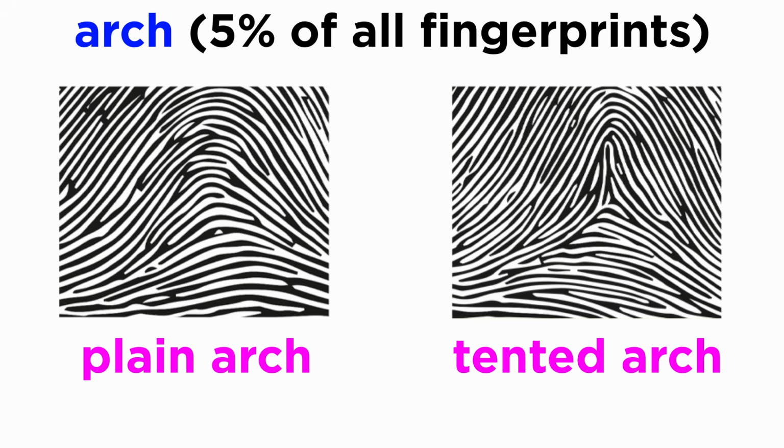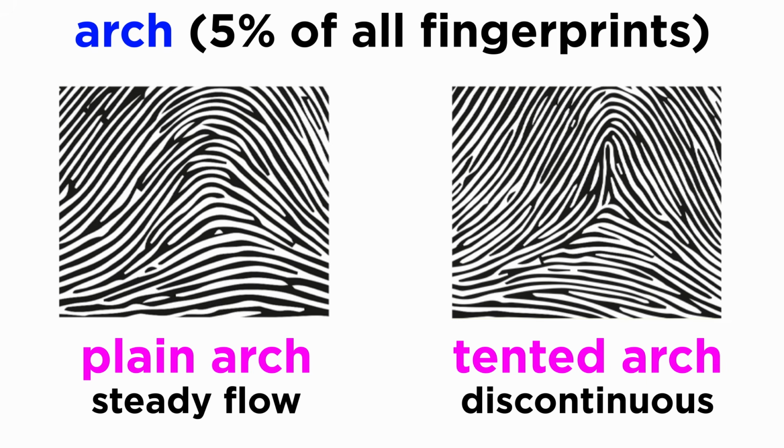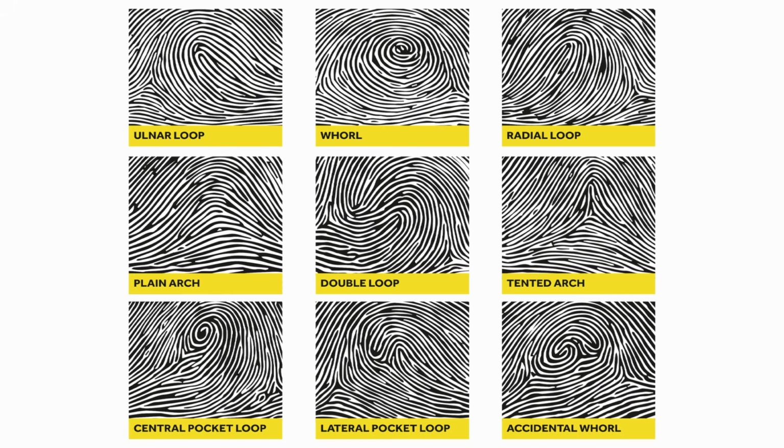Though they look similar, the difference lies in the continuity of the ridges. Plain arches look like a wave where a steady flow of continuous ridges enter through one side and exit through another. In contrast, tented arches are characterized by a discontinuous flow of ridges. Here, the innermost ridges meet towards the center at an angle, forming a triangular or tent-like structure. With that, we have completed all the major fingerprint patterns and their subtypes.